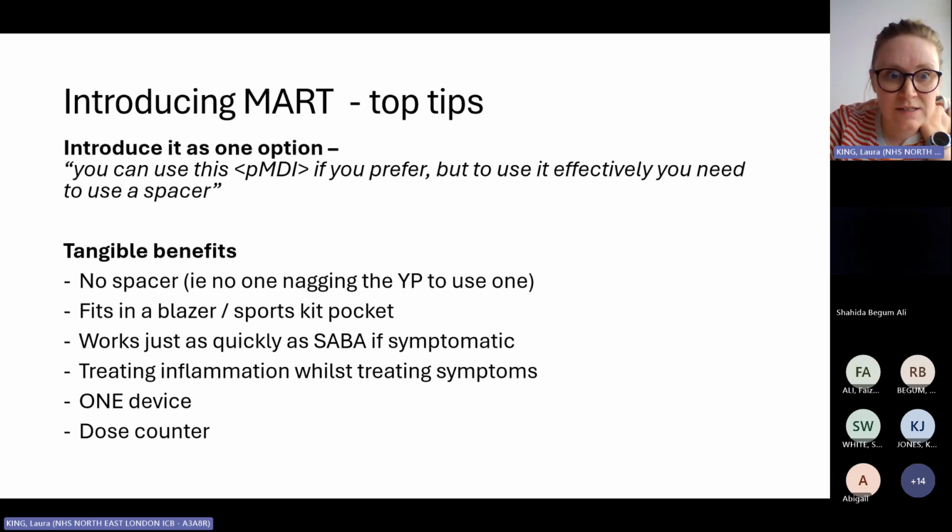One of our CNSs in the first session actually pointed out that her best sell is that it fits in a blazer pocket. Also fits nicely in a rugby or football short pocket. Works just as well as a SABA if you're symptomatic, which a lot of our young people don't realise. And as I've said, it's one device, it's treating inflammation whilst treating symptoms, and we have a dose counter. So again, sometimes it isn't much of a sell, sometimes it is a little bit more.